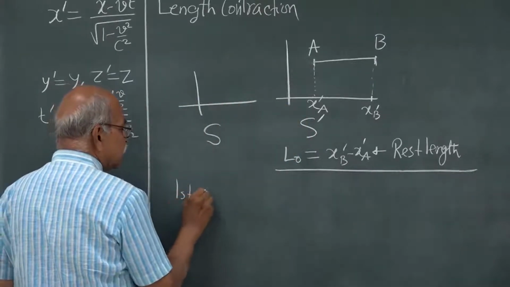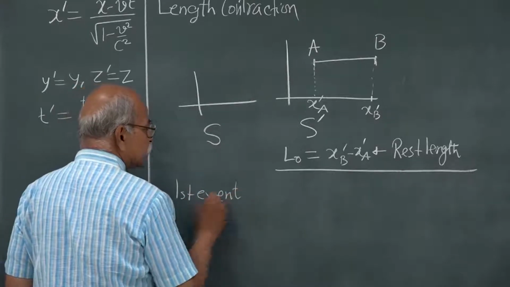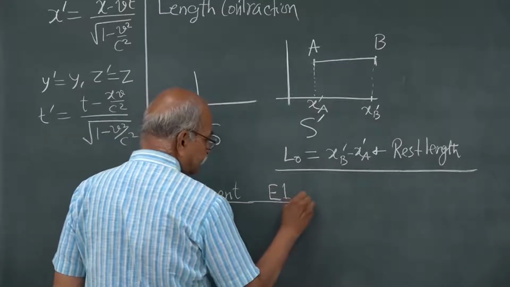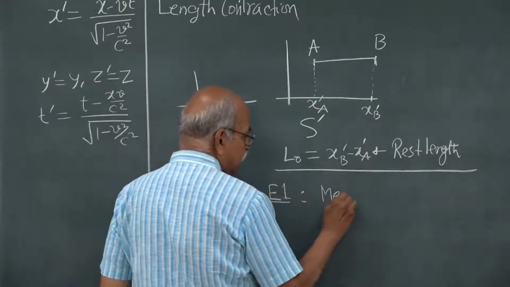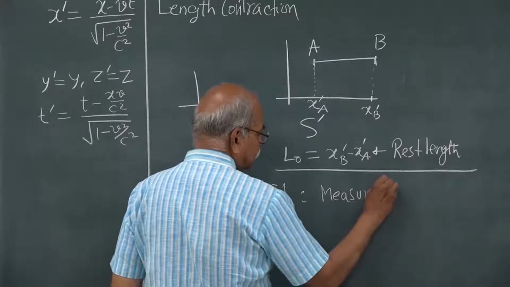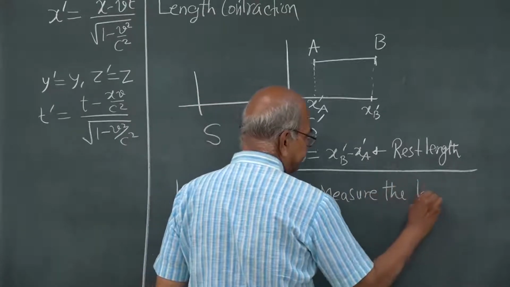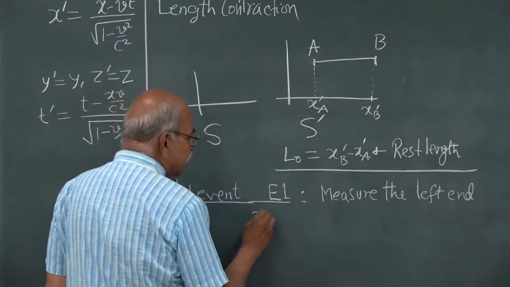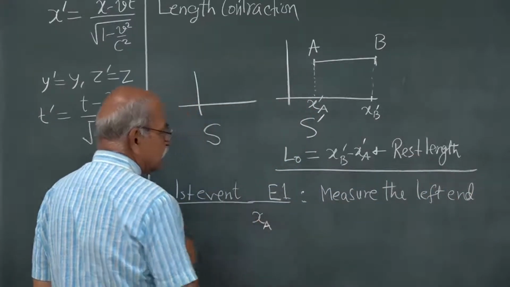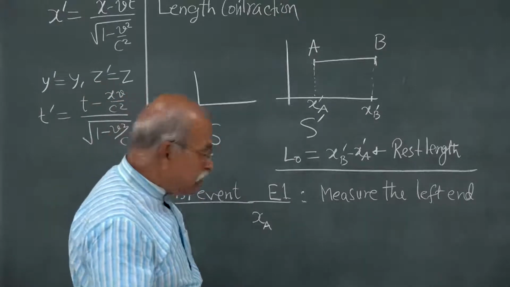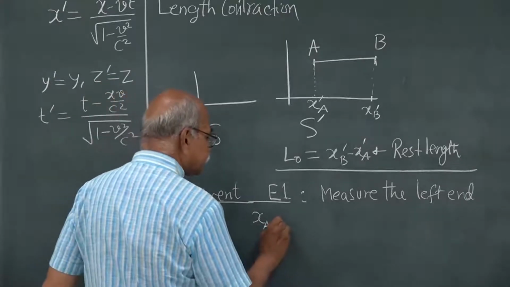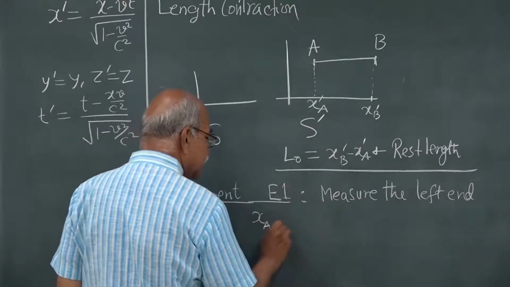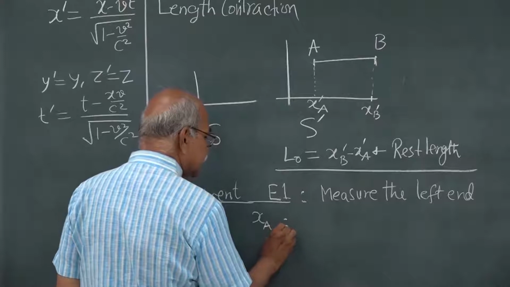your first event is E1, measure the left end. So, suppose I get a value x A, the coordinate there is x A, and when? At time t. So, x A and some y A and z A, and the time is, let us say, t.